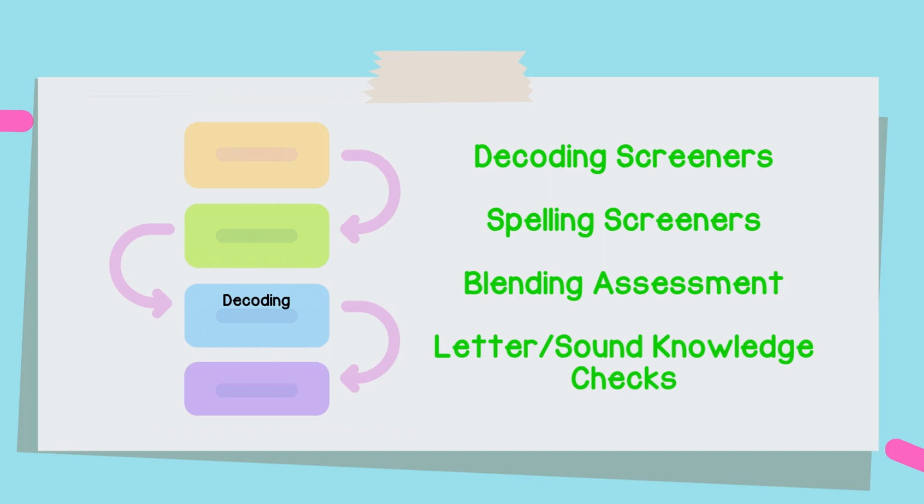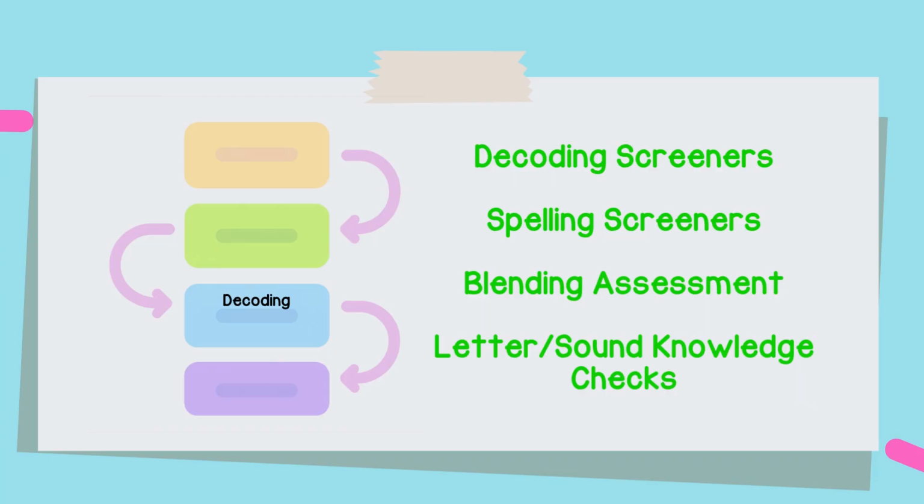You can also give a spelling screener. So spelling is decoding in reverse. If a student spells ship as sip, they likely don't understand SH. If they spell cake as cack, they may not understand the CVCE pattern. Spelling reveals gaps that oral reading may hide.